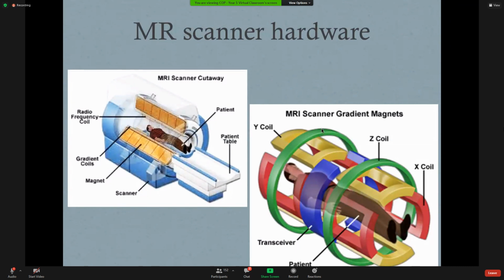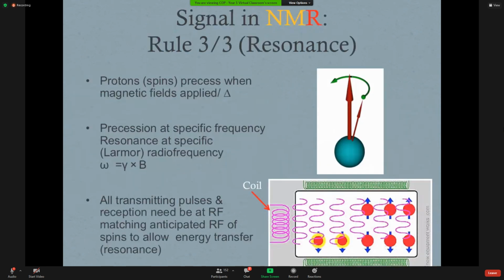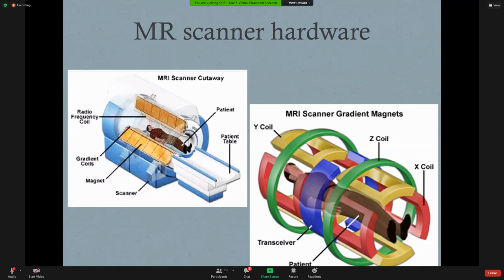These are transmitting coils, so these are coils that transmit energy. And then we have one that receives the signal. But remember that nowadays we also have coils that actually transmit and receive.